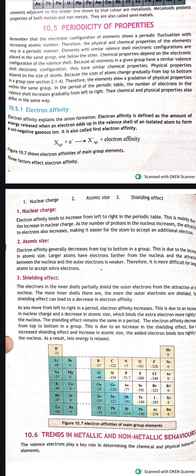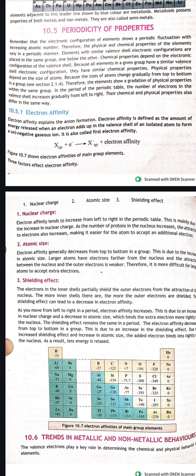Periodicity of properties. So we have different properties in the periodic table, like electron affinity, electronegativity, atomic radius, metallic character. We have to study these properties in order to know the chemical nature of the elements and how they react. Basically, they tell us about the chemical properties that our elements are showing.